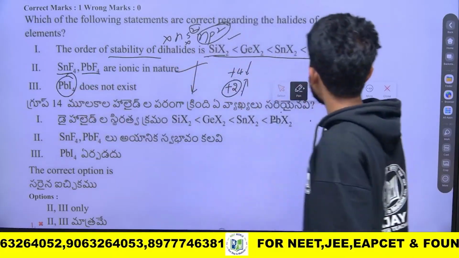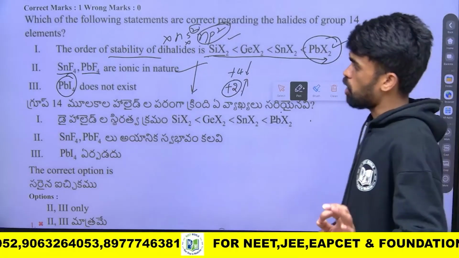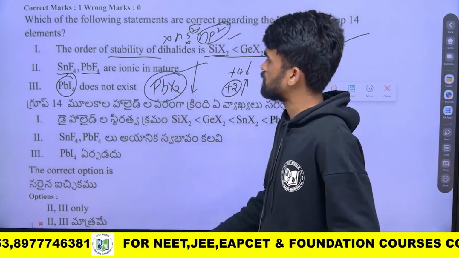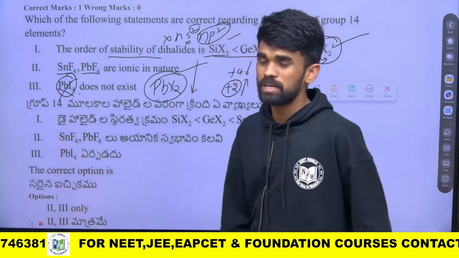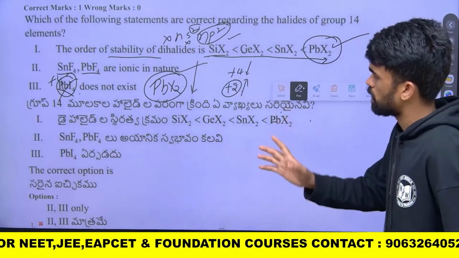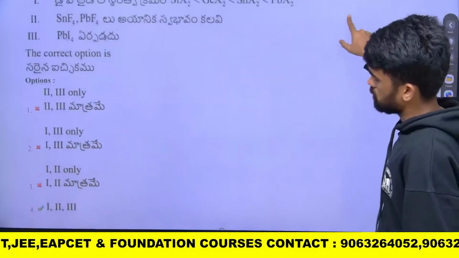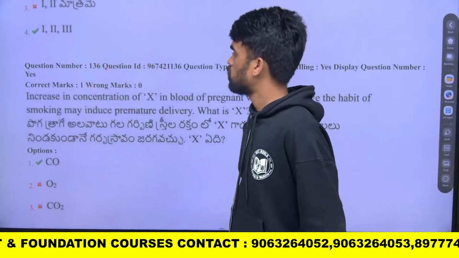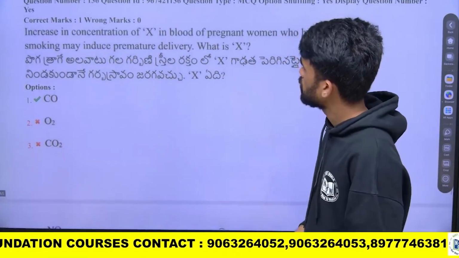PbI4, see lead, what I told you, the compounds will be of PbX2 type only, they will exist in the stable state. PbI4 does not exist because here it is in the +4 oxidation state. So that is also correct. All three statements, 1, 2, 3, are correct here. Okay, next, go through the next question.